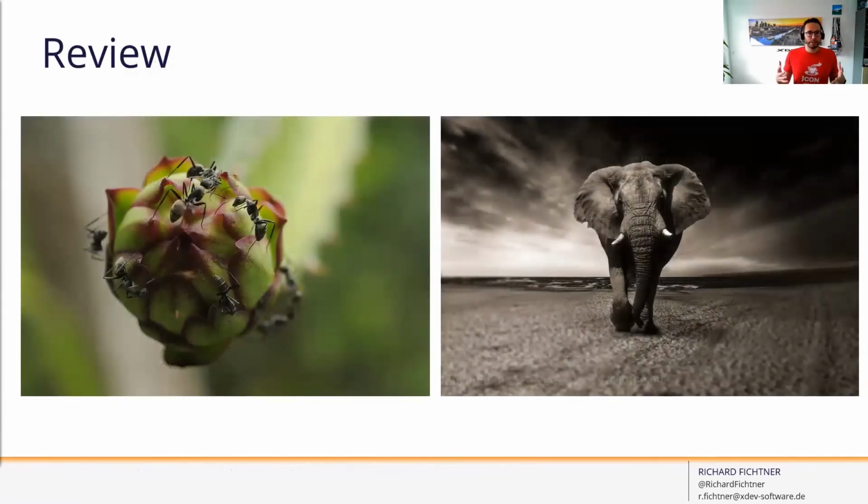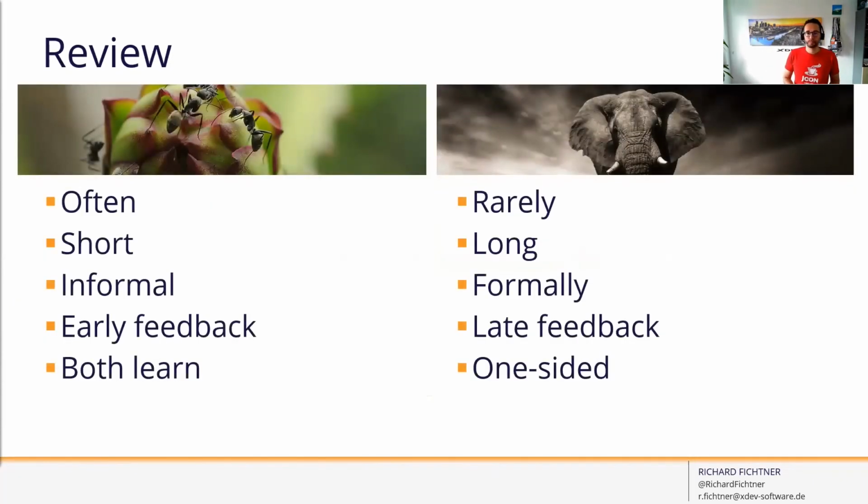So what we see out there is two kinds of reviews. I like the picture with the ants and the elephant. If you do a review with an ant or an elephant, these are completely different things. Let's have a look. There are always two words that come together, but they represent the opposite of each other. Let's go with the bad one first. So you have this elephant review.